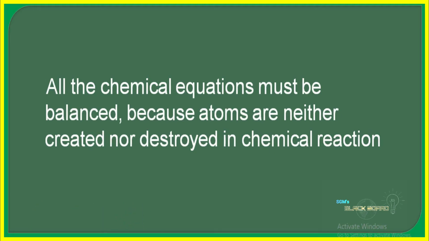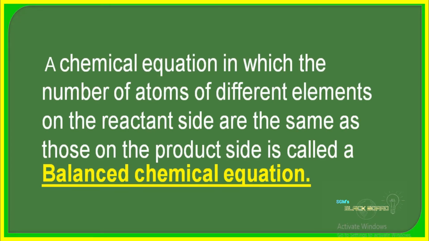All chemical equations must be balanced because atoms are neither created nor destroyed in a chemical reaction. A chemical equation in which the number of atoms of different elements on the reactant side is the same as that on the product side is called a balanced chemical equation.